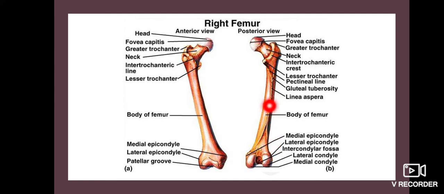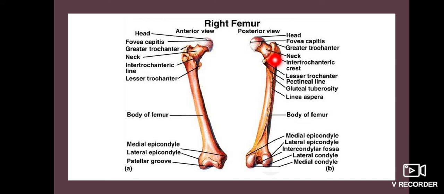Then, since it is divided into two lines in the upper part and lower part, we can make out a posterior surface here as well as here, because the linea aspera is divided into two branches in the upper part as well as the lower part. So that occupies a space in the upper region as well as the lower region.